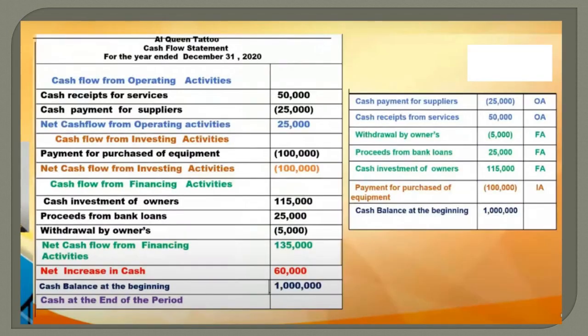Preparation of cash flow statement of Espejo Law Office for the period ended December 31st, 2019. To compute for the net increase or decrease in cash, add the total net cash flow from operating activities, net cash flow from investing activities, and net cash flow from financing activities. Add the net increase in cash and cash at the beginning of the period to determine the cash at the end of the period. Note: the cash ending calculated at the end of the period is the amount presented in the cash account on the Statement of Financial Position.